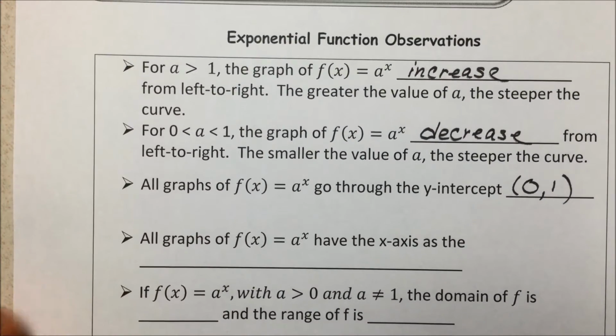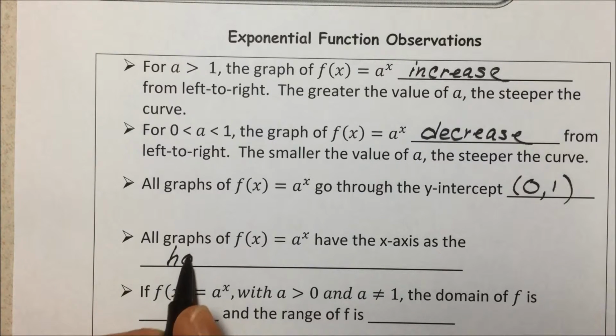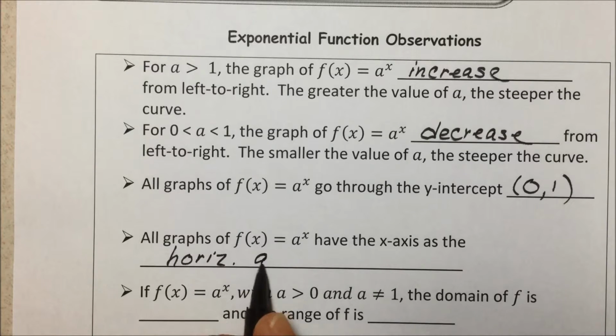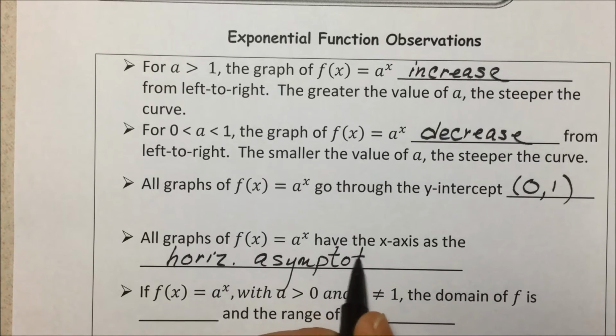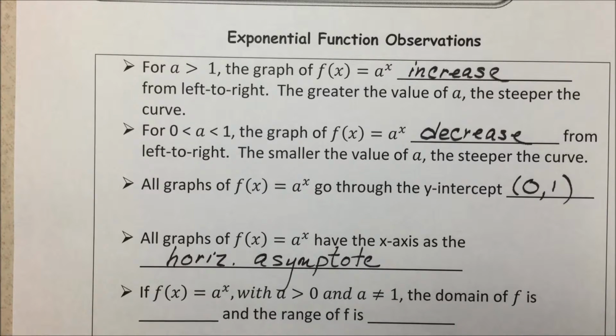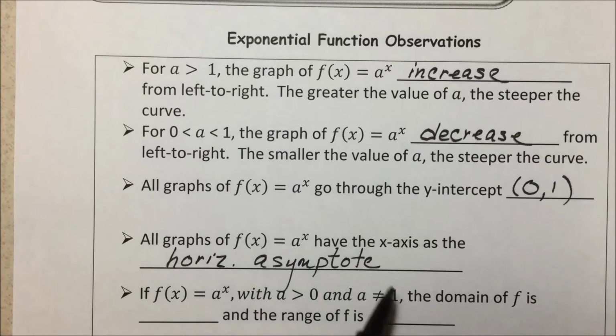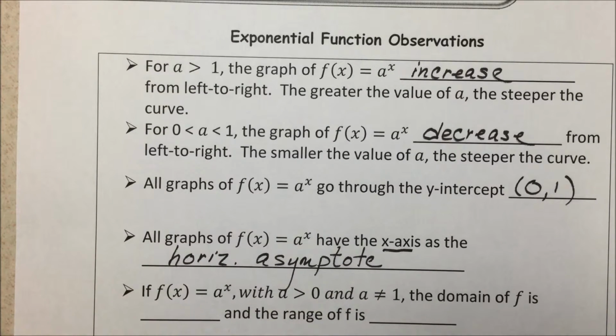Furthermore, we made note that all the graphs of the form f of x equals a to the x have the x-axis as the horizontal asymptote. This acts as a barrier to the graph that will never cross this line. It will never reach y equals 0 in this case, which is the x-axis.